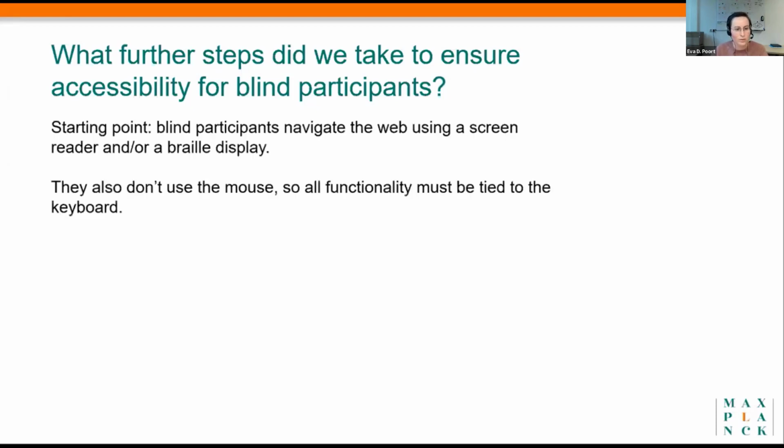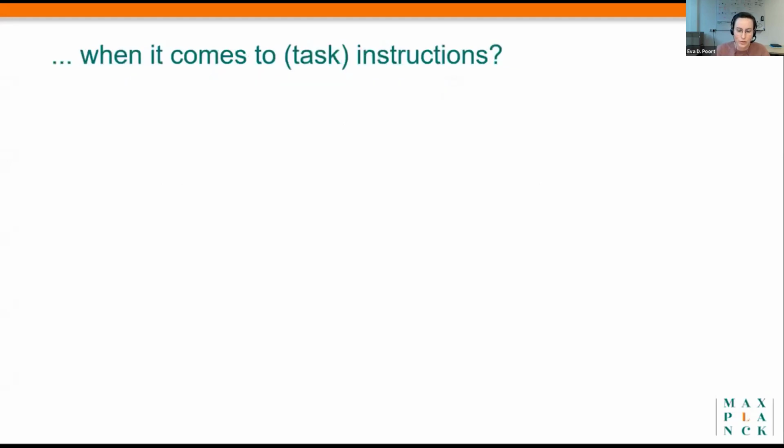And of course, they also don't use the mouse, so all functionality must be tied to the keyboard. And before I take you through the things that we changed, I want to note that happily, we didn't actually have to change too much compared to how we would normally set things up with sighted participants. And this was really great. But of course, there were a few things that we did have to change.